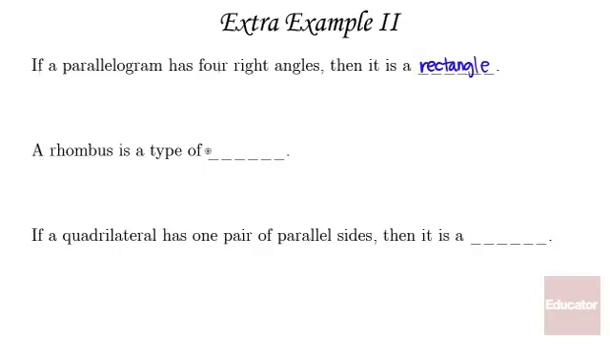A rhombus is a type of what? Yeah, it's a quadrilateral. But more specifically, it's a type of parallelogram. If a quadrilateral has 1 pair of parallel sides, then it is a... If it's 2, then it's a parallelogram, right? 1, then it's a trapezoid.